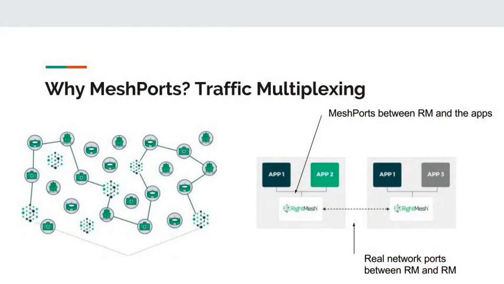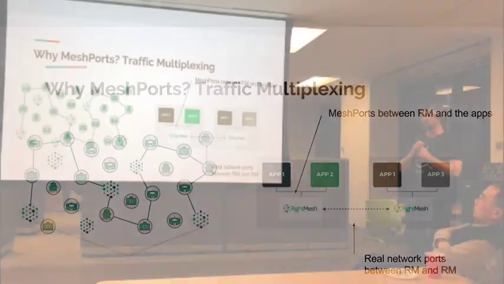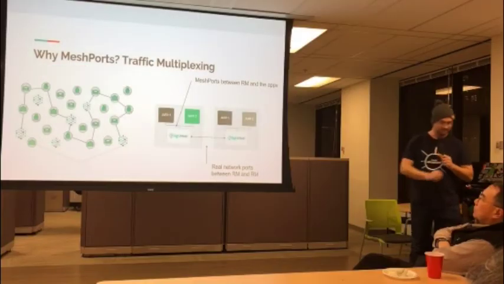So this shows a figure of a mesh where we might have a whole bunch of different apps running on the mesh. In the figure on the left, all of the phones are running different apps, but you could have a phone running multiple apps at the same time, and that's more what the figure on the right looks like. So when we have app 1 and app 2 there, and traffic is flowing from RightMesh to RightMesh, that's the service layer or the library. That's where we're using real network ports. The mesh ports actually function between the service and the apps themselves.